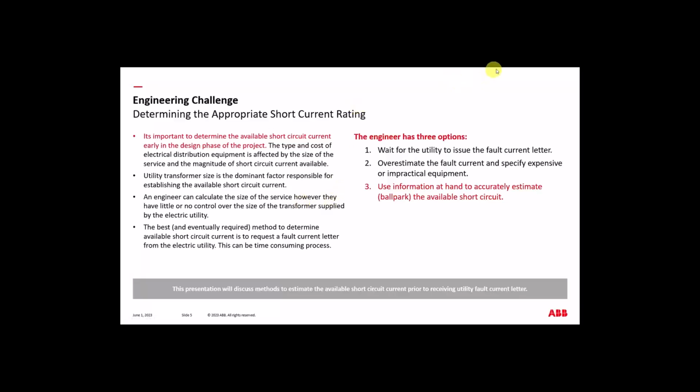So I kind of boiled it down. The engineer has three options. One, you can wait for the utility to issue the fault current letter, and essentially hold off on doing your specifications. Two, overestimate the fault current and specify either expensive equipment or impractical equipment, equipment that's rare, hard to get, doesn't exist. Or three, the point I'm trying to get across, is use information at hand to try to accurately estimate, ballpark, the available short circuit.